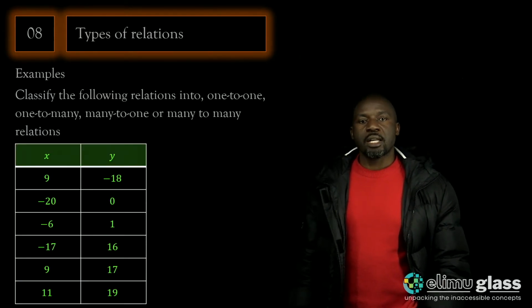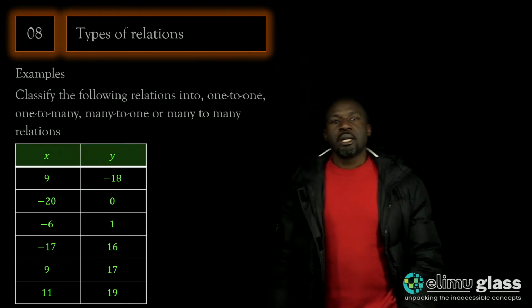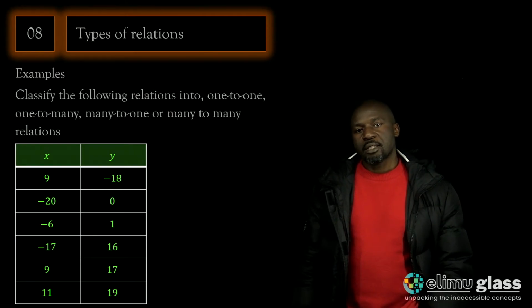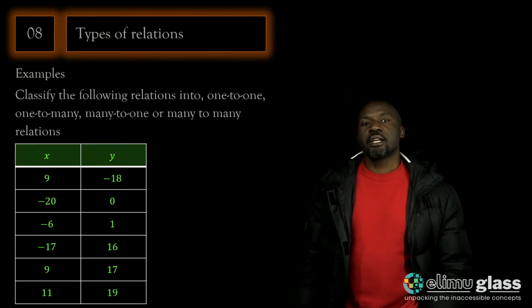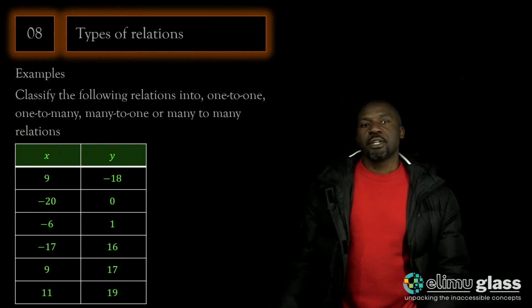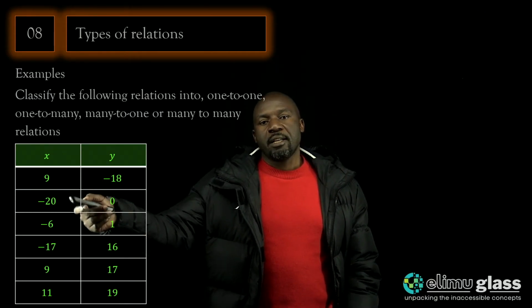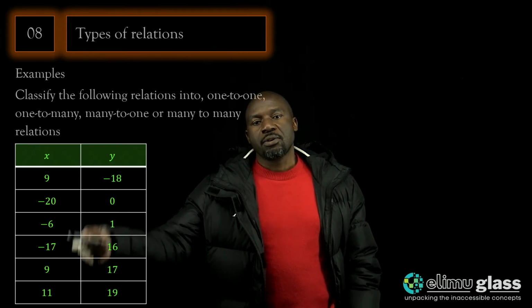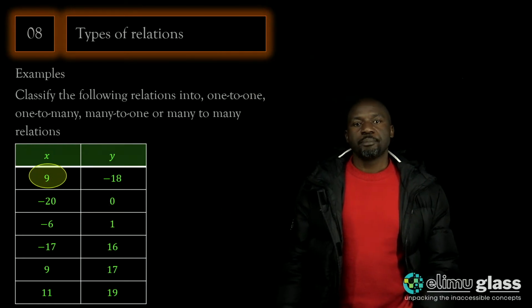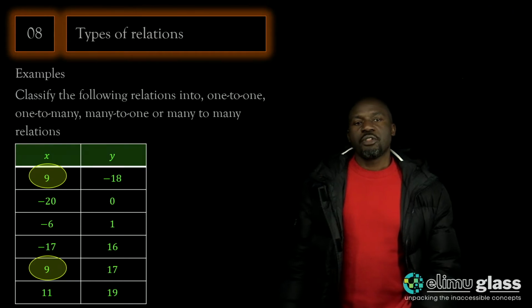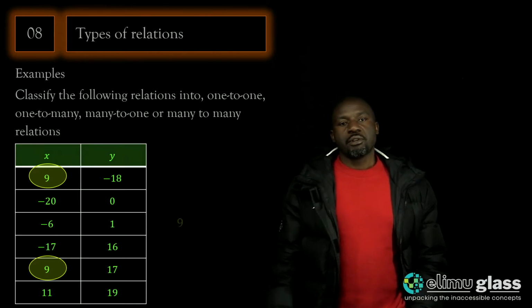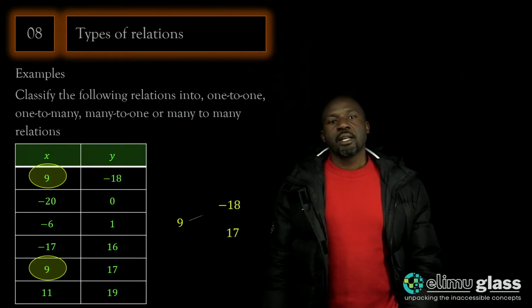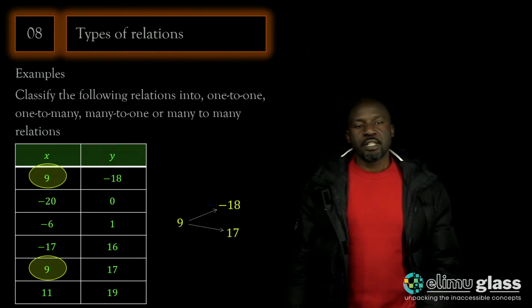Okay, here is one, a relation that is given in the form of a table. Classify this into one of those. Looking at the table carefully, you only need to concentrate on the x values. I can see that's 9, -20, -6, -17, and 9. So 9 is appearing twice. Okay, so without bothering to draw everything, I know that when I draw this, I'm going to have 9 mapping onto -18, and it's also going to map onto 17.